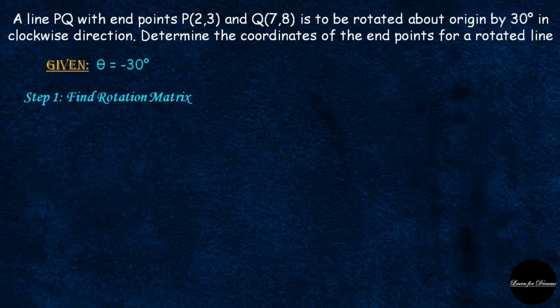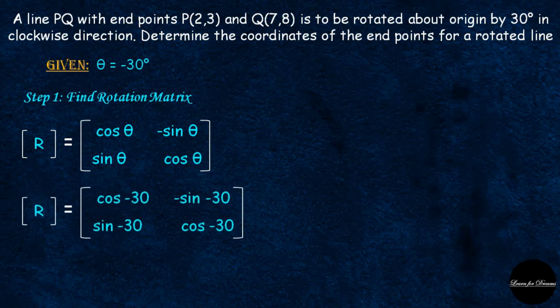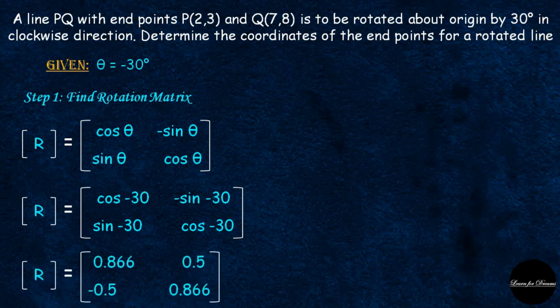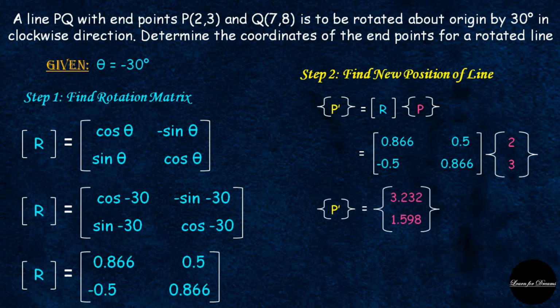Now the first step is to find the rotation matrix. Put the theta value as minus 30. One more thing to remember: cos (minus theta) is equal to cos theta and sin (minus theta) is equal to minus sin theta. Okay, so we get this rotation matrix. Then step 2 is to find the new position of the line. The equation is P dash is equal to R into P. We know the rotation matrix, we know the coordinates of P. Now we have to do the multiplication using a calculator. So we get P dash.